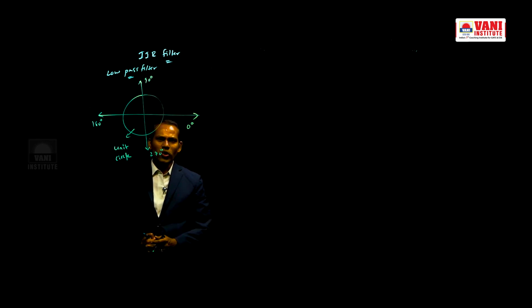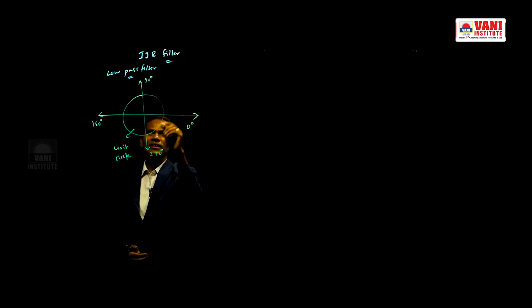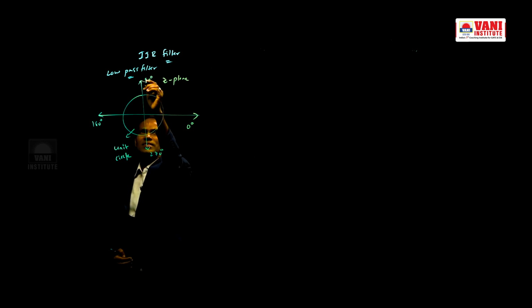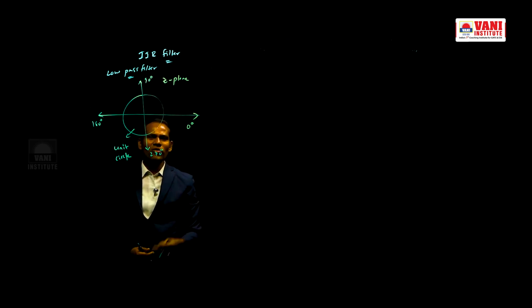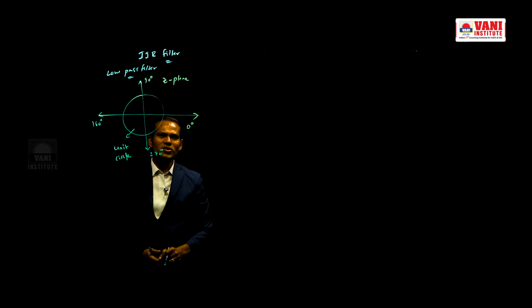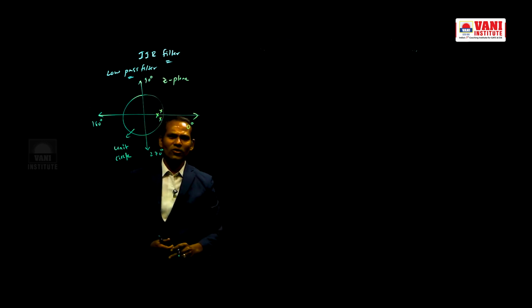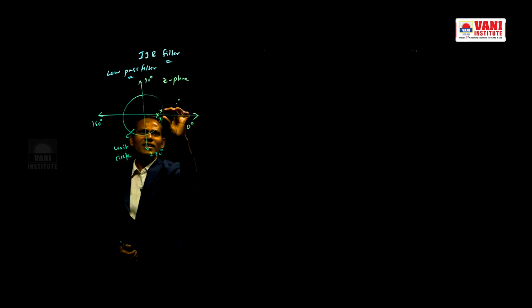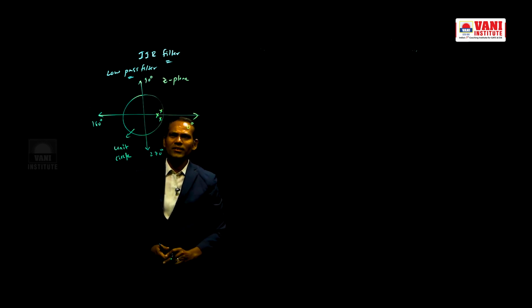So if poles are around 0 degrees, take a z plane, this is one z plane, and in the z plane this line is 0 degrees line, this one is 90 degrees, this is 180, this is 270. If poles are around the 0 degrees line, then it is a low pass filter.